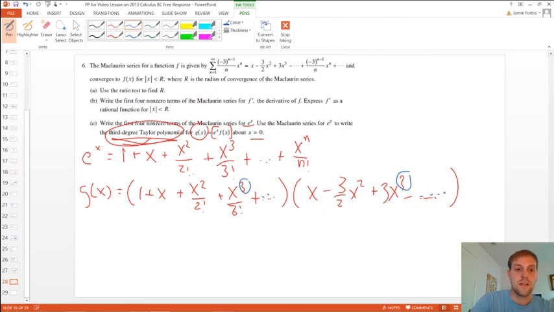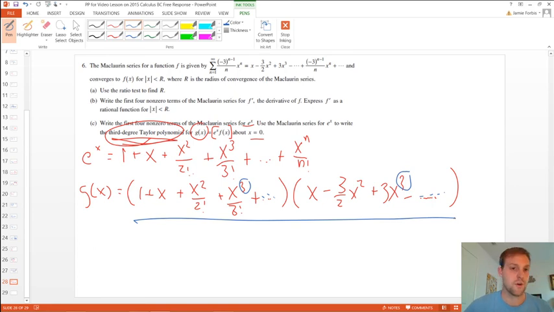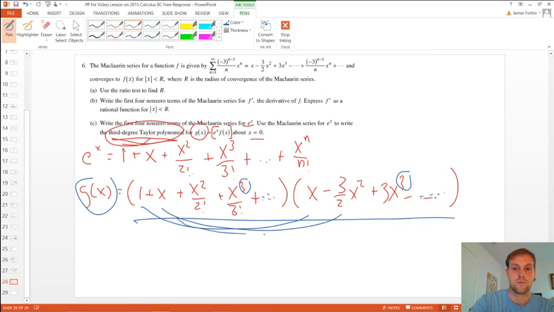So all we have to do is figure out this product up to the third degree, and that's going to be the third degree Taylor polynomial for g of x. So I'm going to multiply this out. I'm going to distribute these values, but only until I get up to the third degree. I'm going to do 1 times all of these numbers: 1 times x, 1 times negative 3/2 x squared, and so on. So 1 times x is x, 1 times negative 3/2 x squared, plus 3x cubed.